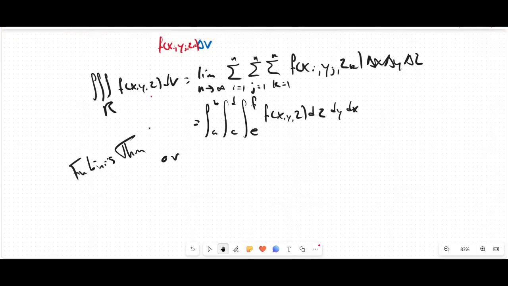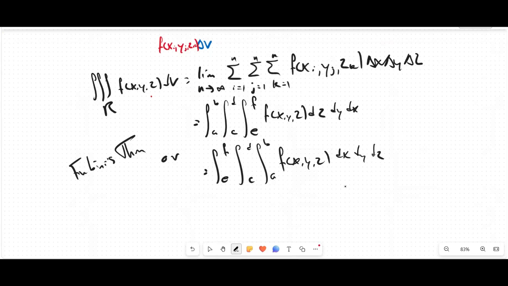There are not only 2 orders of integration, there are now 6 orders of integration. I'm going to write just one more. We could do, for instance, e to f, c to d, a to b, and then on the inside, that's dx, and then dy, and then dz. Then there's, for instance, dz, dx, dy, dx, dz, dy, dx, dz, dy, dz, dx. 6 different options, and they're all equal.